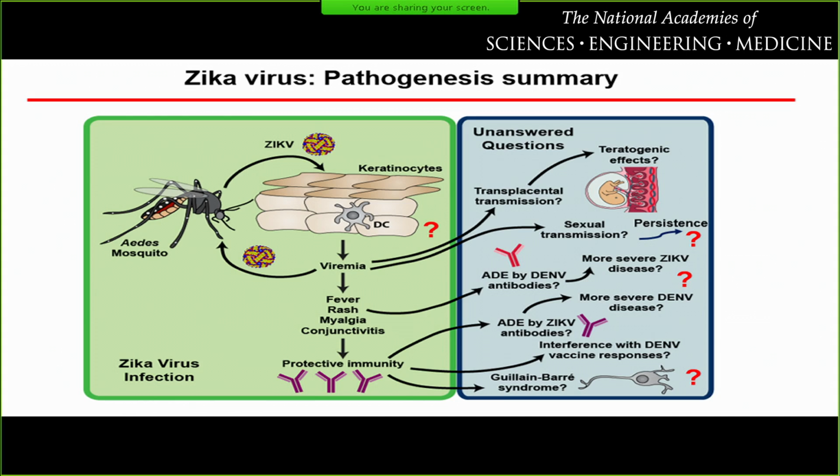However, in the blue area on the right are the questions that are really unanswered. How do we get transplacental transmission, and how does this lead to congenital malformations? The issue of sexual transmission was raised. Why is Zika particularly unique among the flaviviruses? Does this lead to a persistent reservoir, as we have seen with other viruses, such as Ebola virus? What is the role of antibodies that are pre-existing from dengue, and what is the role of Zika antibodies perhaps on dengue disease reciprocally? Will this affect vaccine responses now that we're actually moving into deployment of dengue vaccines in the field? And what is the effect on Guillain-Barré syndrome, and how does that actually occur? I'll stop there. Thank you very much.